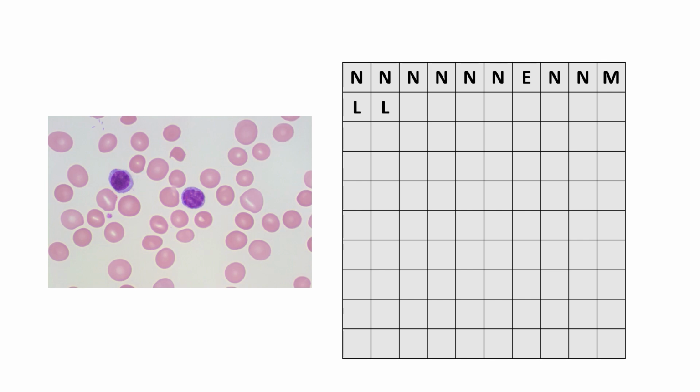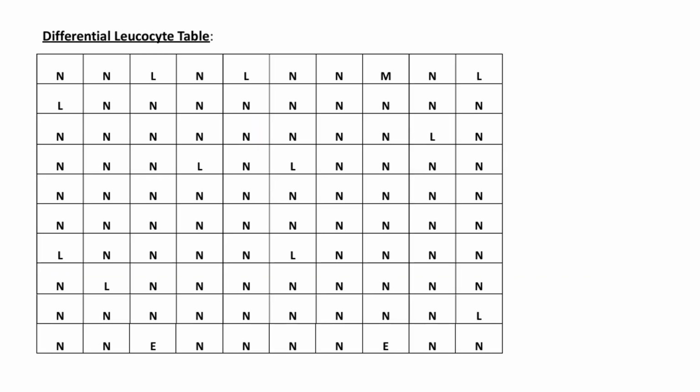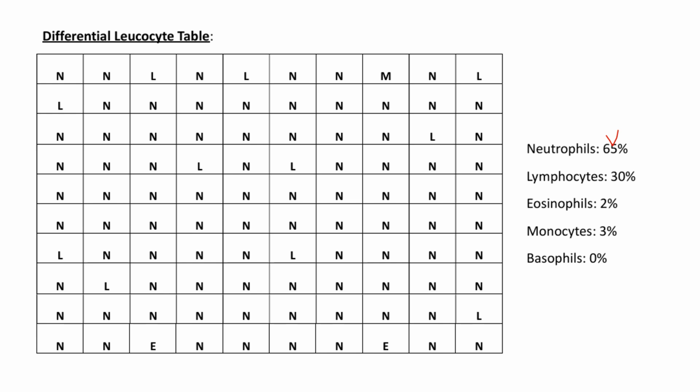So I go across the slide. I go across all the parts in the slide and try to fill it till I get 100 filled. So then eventually, let's say I've filled all my 100 boxes. Then what I do is I count how many N's I got, how many L's I got, how many M's I got, and eventually I'll write this little box. So which is, I'm trying to see how many are there. So I got in this box 65% neutrophils, 30% lymphocytes, 2 eosinophils, and 3 monocytes.